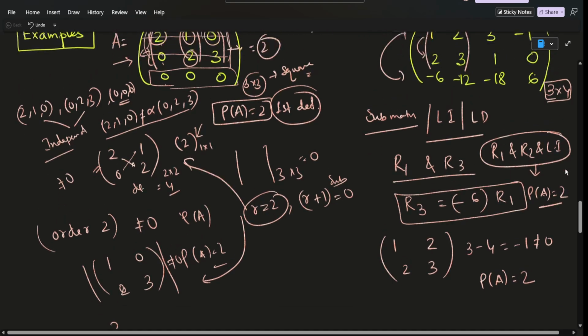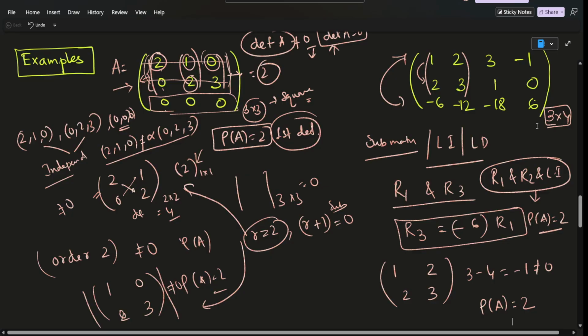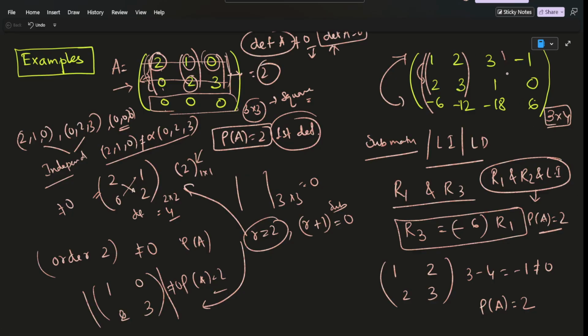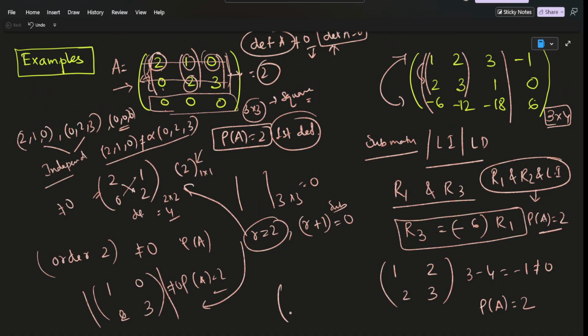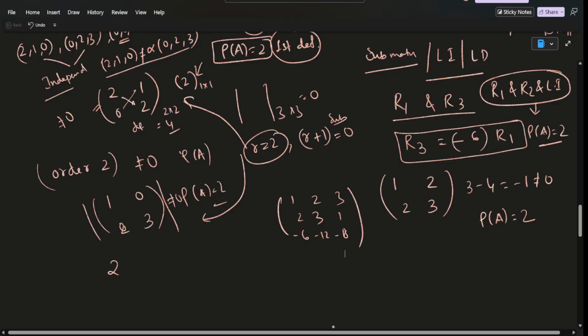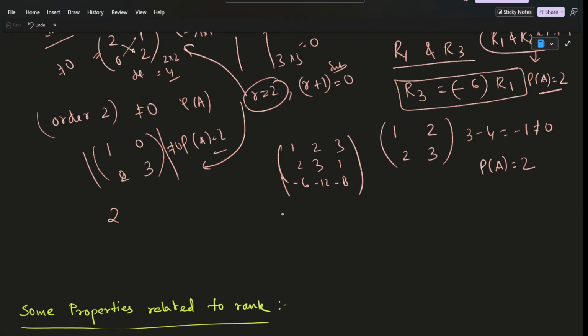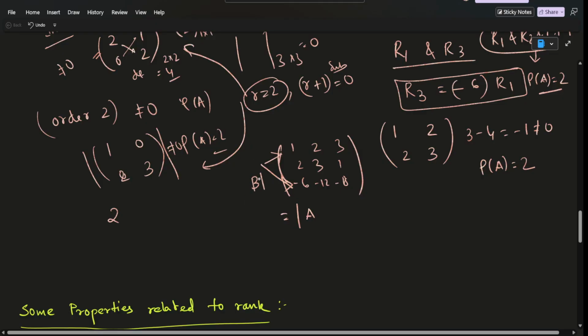Now, because this is a 3 by 4 matrix, we also have to check whether the 3 by 3 submatrix has determinant 0 or not. So we can check that 3 by 3 submatrix, which is 1, 2, 3, 2, 3, 1, minus 6, minus 12, minus 18. This is a 3 by 3 submatrix of the whole matrix. We see that R1 and R3 are actually linearly dependent, so suppose this is a B matrix, which is a submatrix of A.